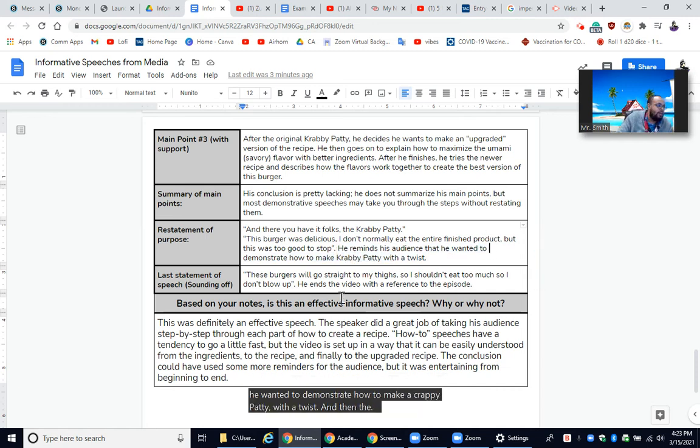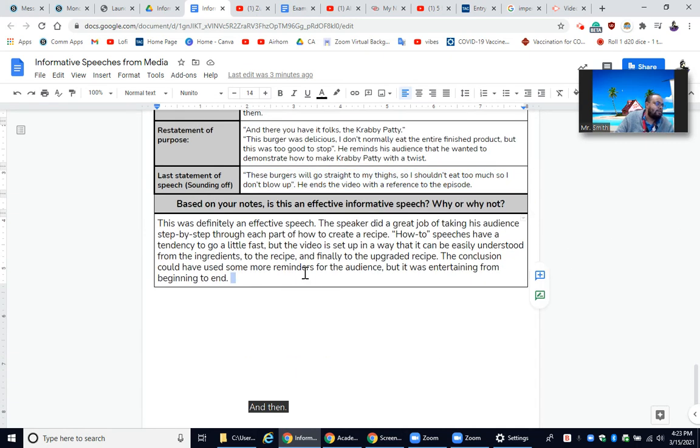And then the last part of his speech was, "these burgers will go straight to my thighs, so I shouldn't eat too much so I don't blow up." And so he ends the video with a reference to the episode because that's what happens in actually the Triple Krabby Supreme episode, which is one of the ones you can choose from.